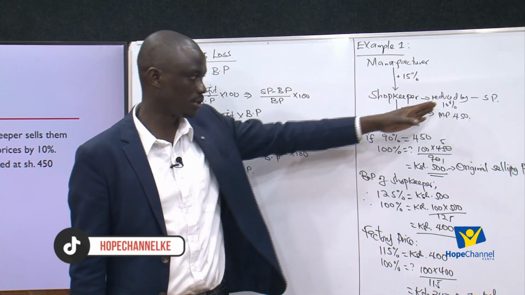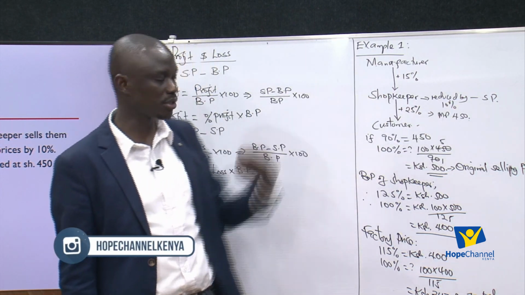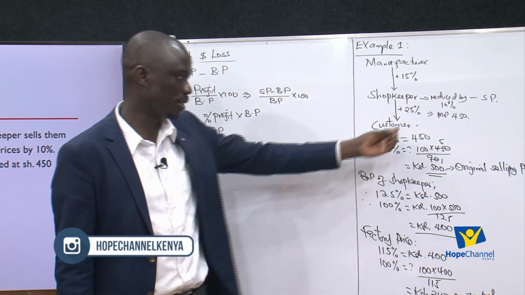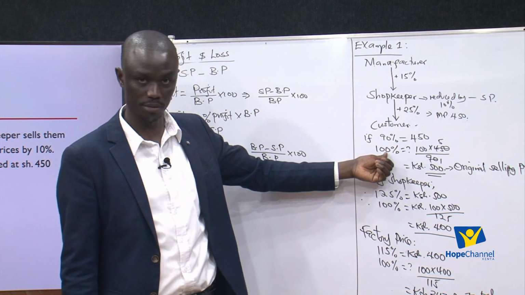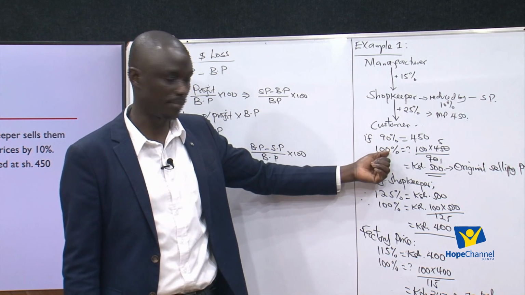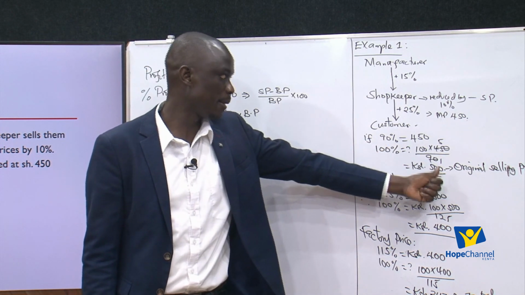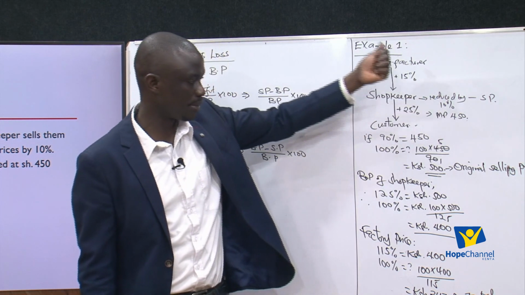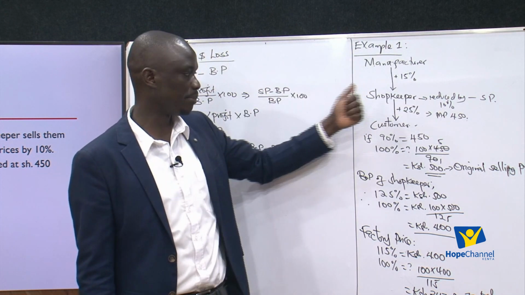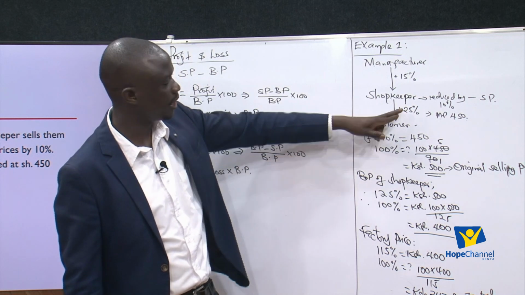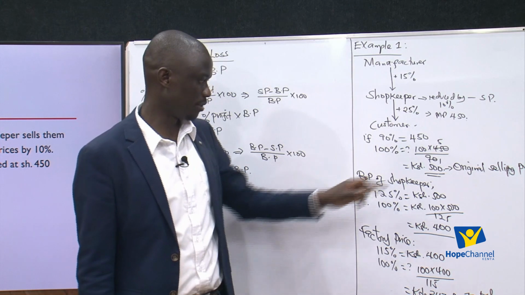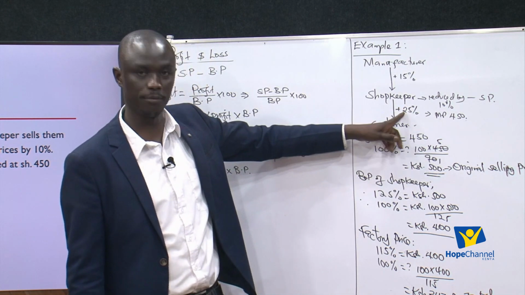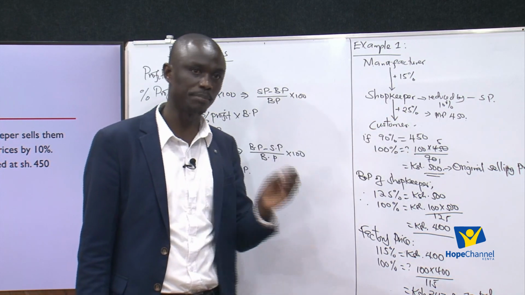The reduction was 10%. So what was remaining? 90%. So this 450 is equivalent to 90%. So get the original price before reduction, that is 100%, which we get 500. So that means that the 500 is the price at which the shopkeeper was supposed to have sold this particular item in order to get a profit of 25%. So this 500 is inclusive of 25% profit.